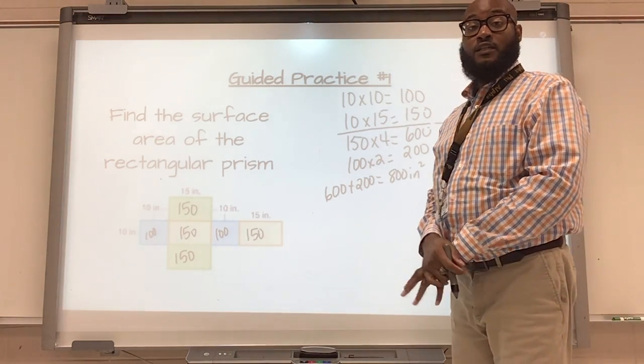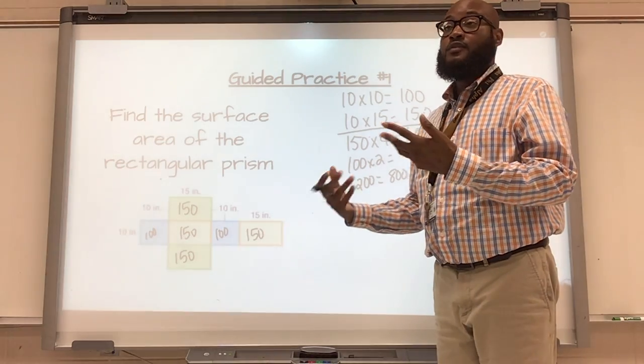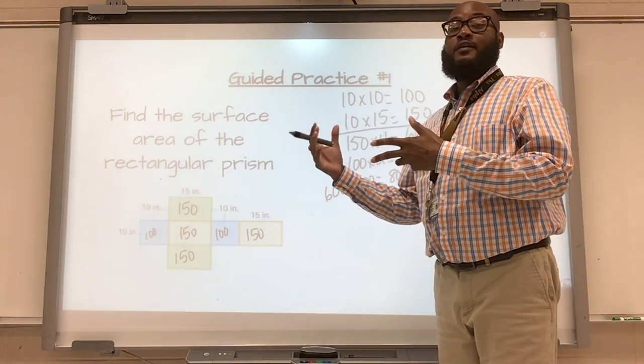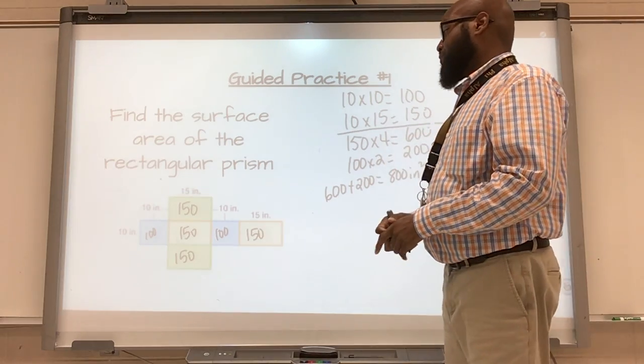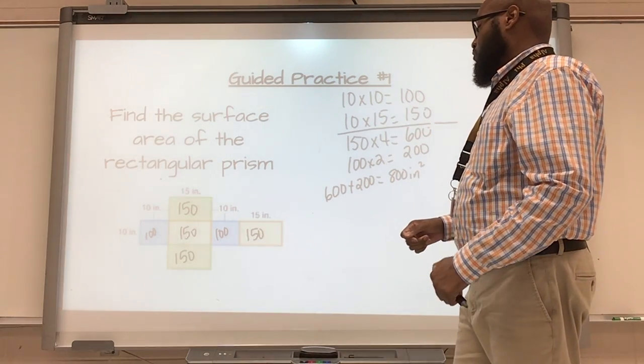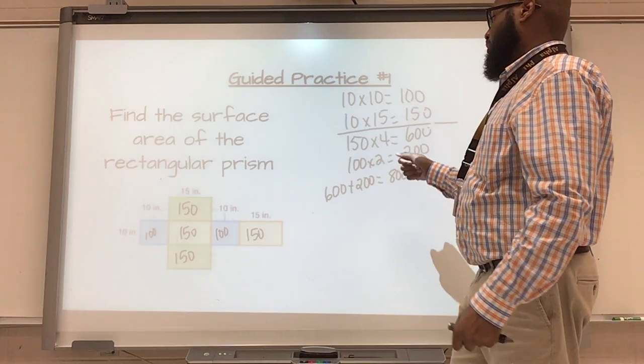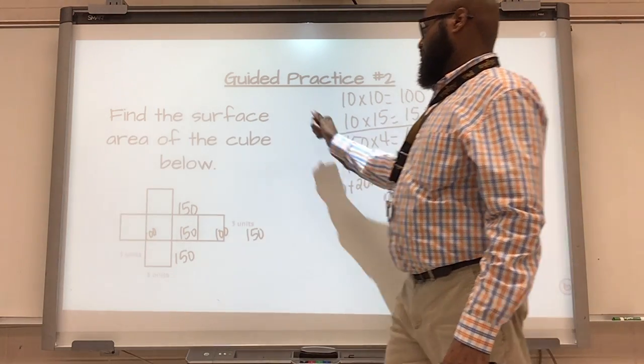Also, you may use a calculator with this, but that's not mandatory. You see that I'm not using one, but it's definitely there to help you if you need one. So our total surface area for this one will be 800 inches squared. Let's go to the next one.